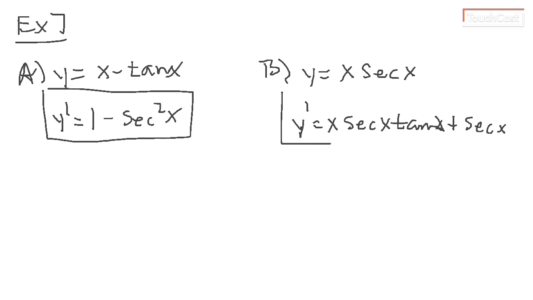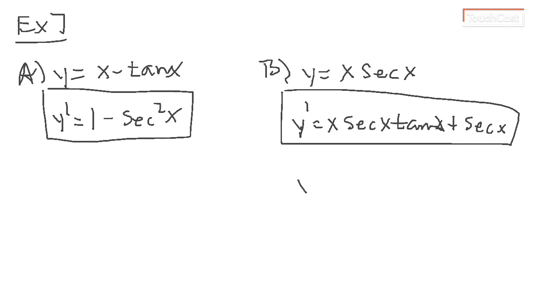I'm fine with you writing this as your answer, but I also notice each term has a secant x, so we can take that out. So y prime could equal secant x times x tan x plus 1. And we're going to wrap up this video.